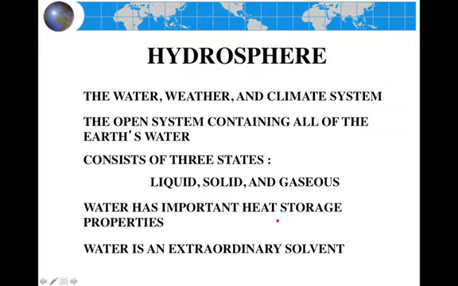The hydrosphere, which is part two of the book, is the water, the weather, and the climate systems. Again, it's an open system that contains all the Earth's water. The input might be rain, the output is evaporation, for example. And there's three stages: liquid, solid, and gas. You should know that by now.